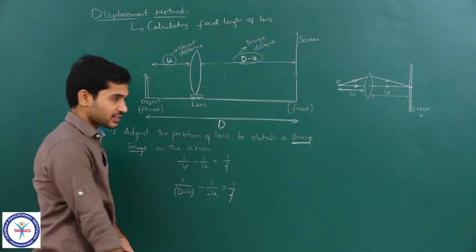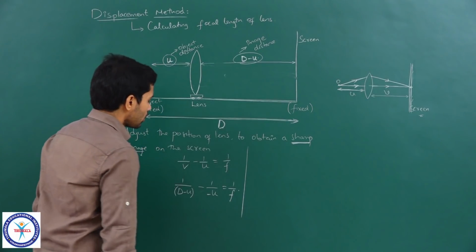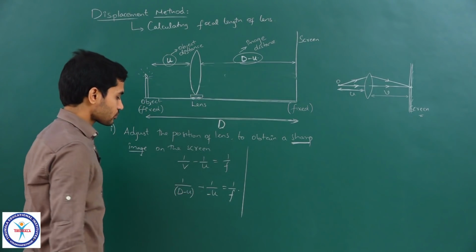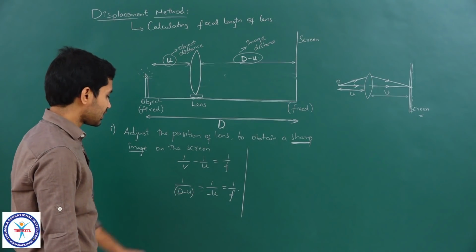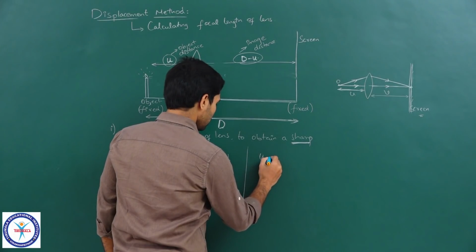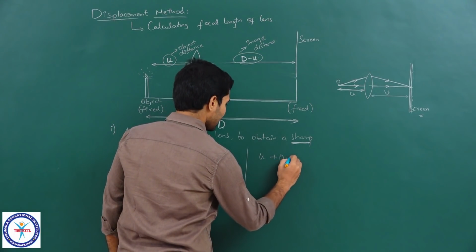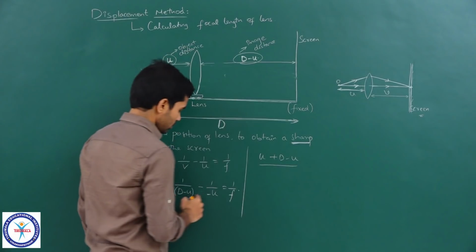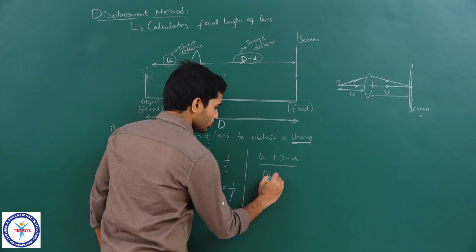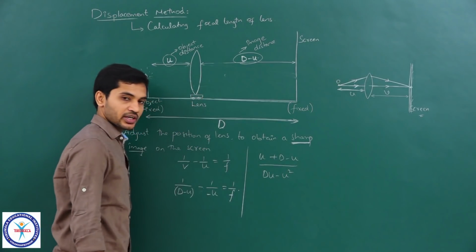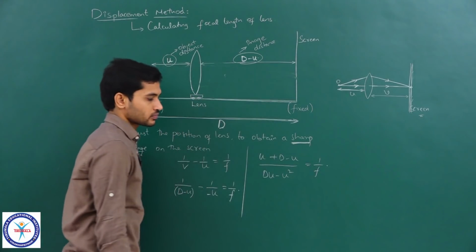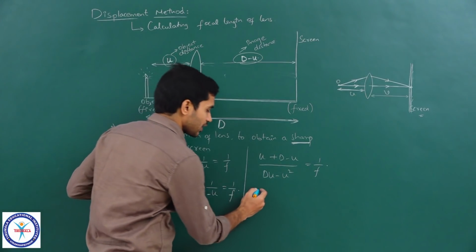Okay. So, let us simplify this further and see what I will get. In this scenario, this becomes plus. When it becomes plus, if I take the LCM, I would be getting u plus d minus u divided by the product of these two parameters, which is du minus u square, correct students? So, this is equal to 1 by f.